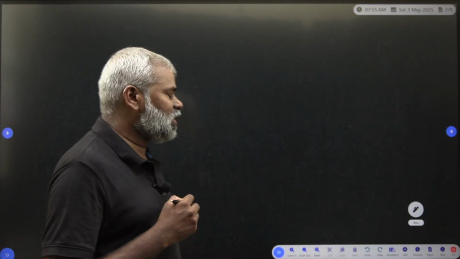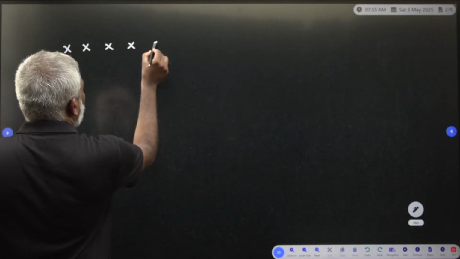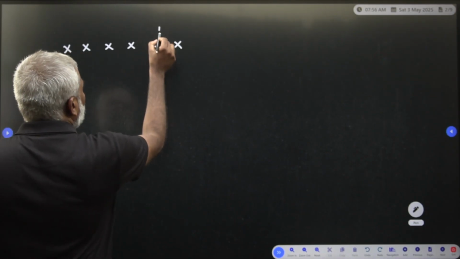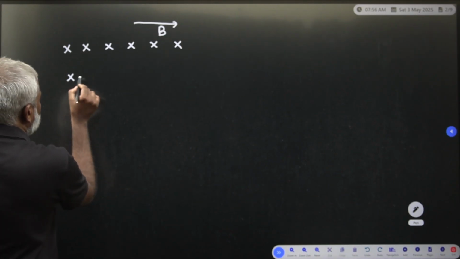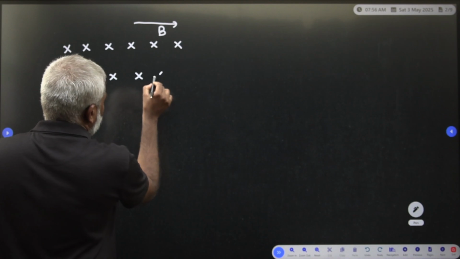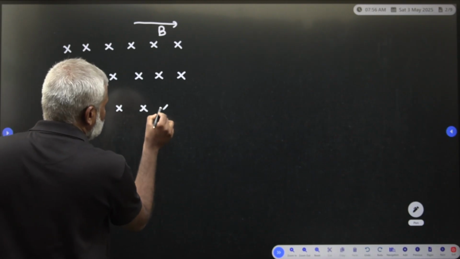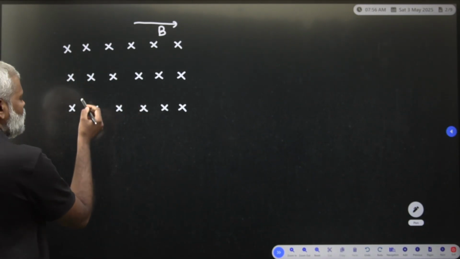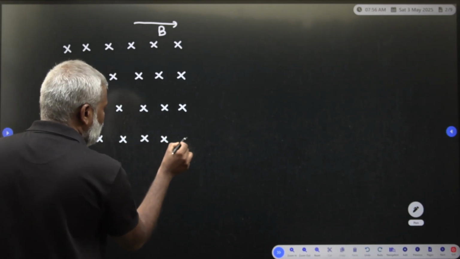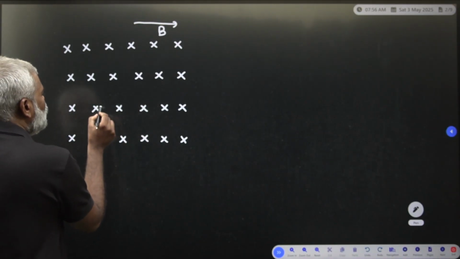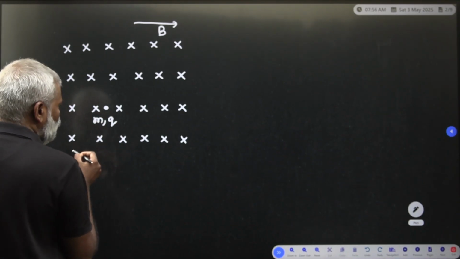There is a helical path. Suppose you take the magnetic field into the board. So, this is the uniform magnetic field here. Now, one charged particle is moving in the presence of the magnetic field. That particle's mass is m and its charge is equal to q.